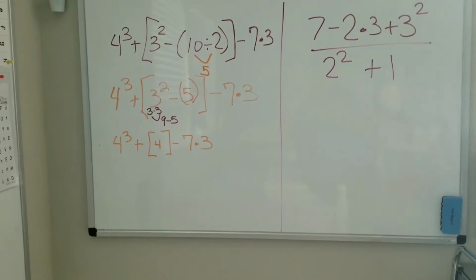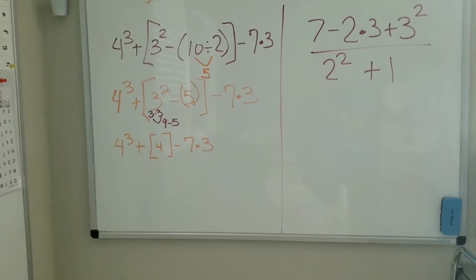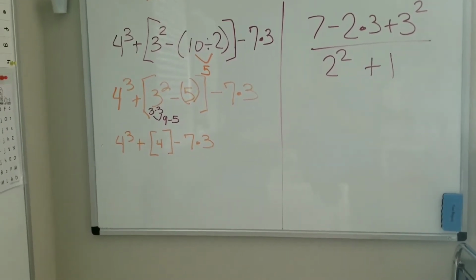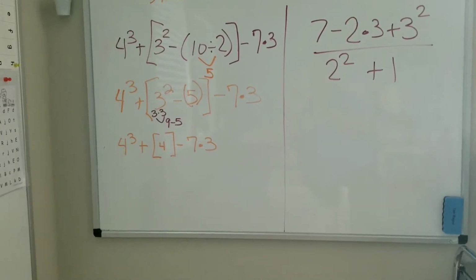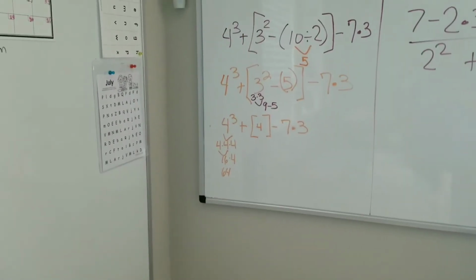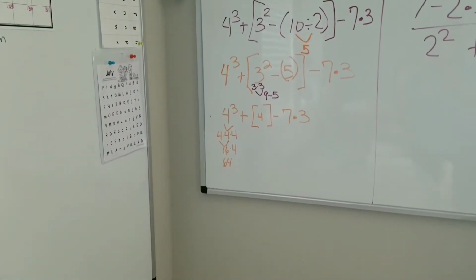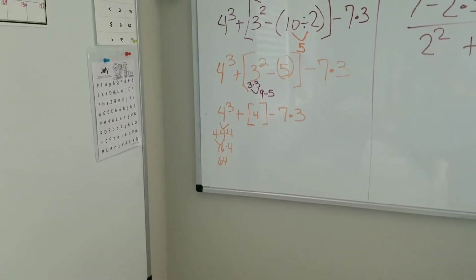Notation. So 4 times 4 times 4. Let's go ahead and write that and solve that for me as well. What is 4 times 4 times 4? So we solved 4 cubed to equal 64.